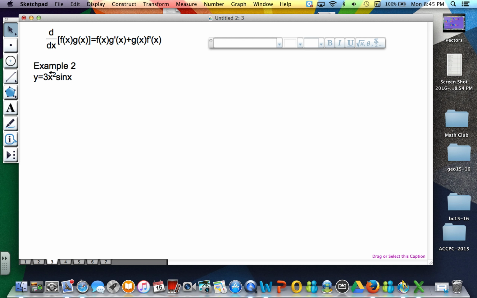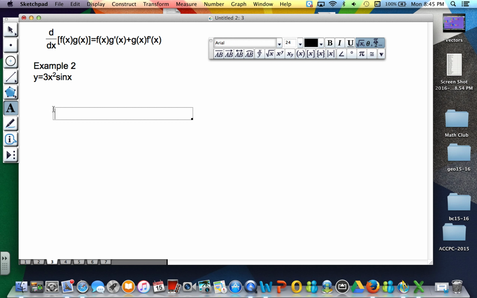I'll keep showing that product rule. So example 2, y prime is equal to my first function, which is 3x squared, times the derivative of sine x, which is cosine x, plus the second function, sine x, times the derivative of the first. So we would have 6x. That would be cleaned up to be 3x squared cosine x plus 6x sine x.